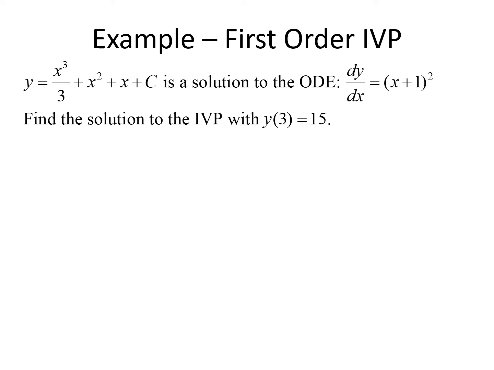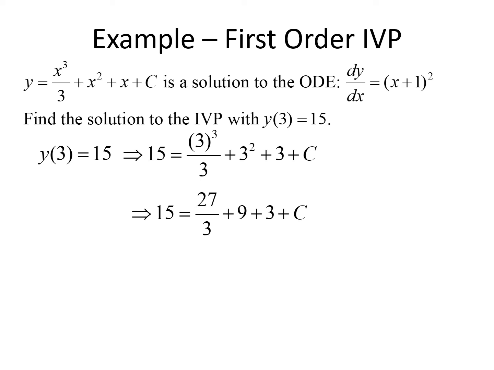All right, so if we want to apply our initial condition, again, y of 3 equals 15, that means that y is 15 when x is 3. So we'll plug those values into the solution. So 15 will equal 3 cubed over 3 plus 3 squared plus 3 plus c. We can simplify these values. So first we'll simplify the exponents. So 15 is 27 over 3 plus 9 plus 3 plus c.